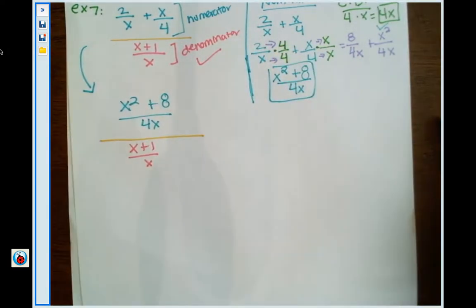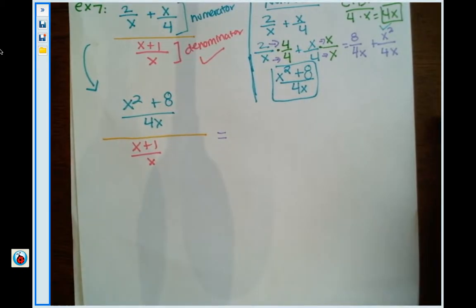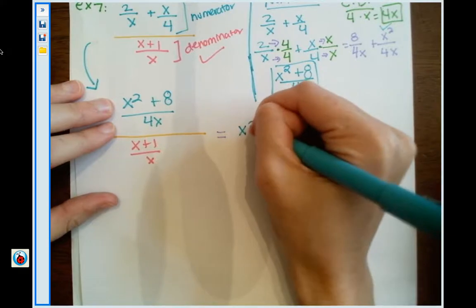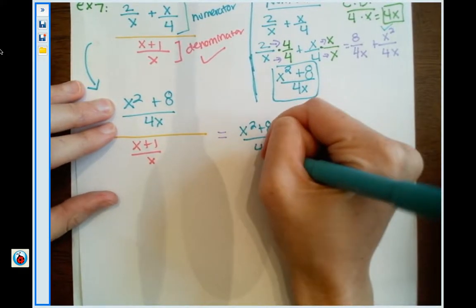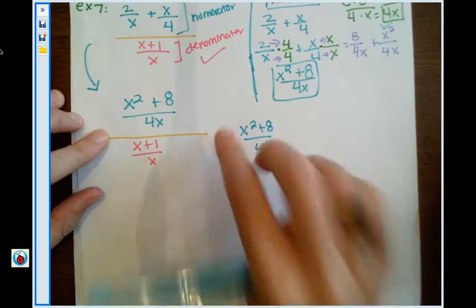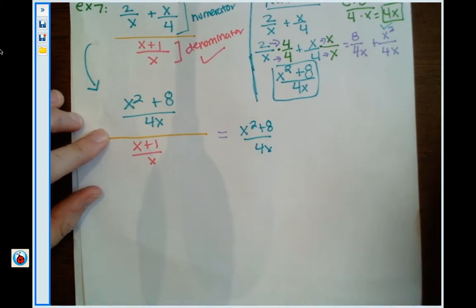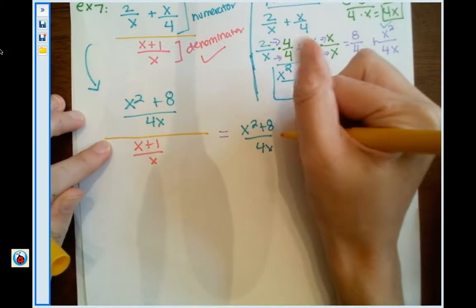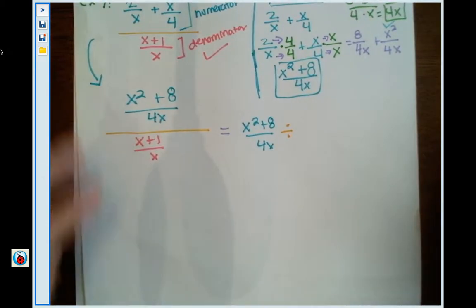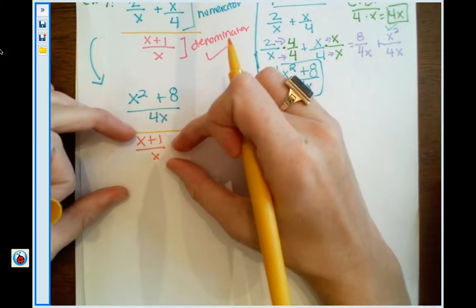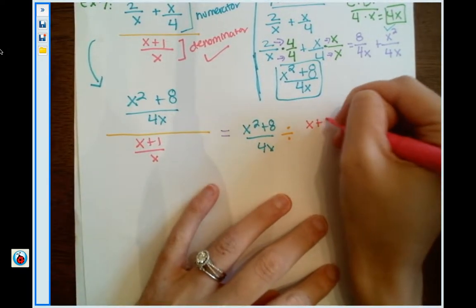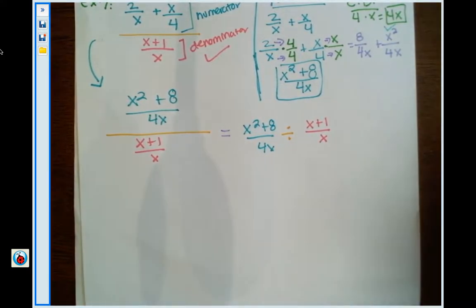Okay, guys, so this is actually going to turn into a problem that you already know how to do. I'm going to write my numerator first. So it's going to be x squared plus 8 over 4x. This fraction, you guys, fractions are dividing. They're division. So it's this divided by this. So I'm going to rewrite my fraction symbol as a division symbol. So it's this divided by my denominator, which is x plus 1 over x.